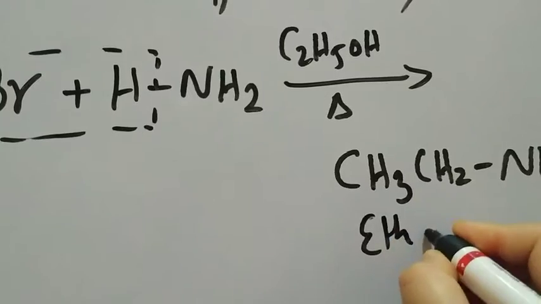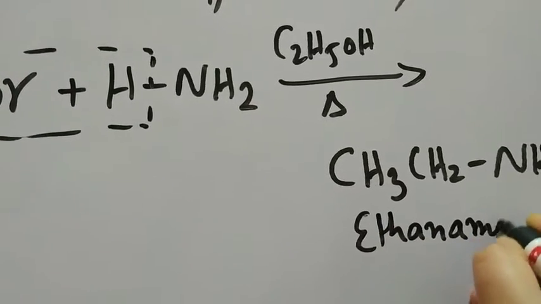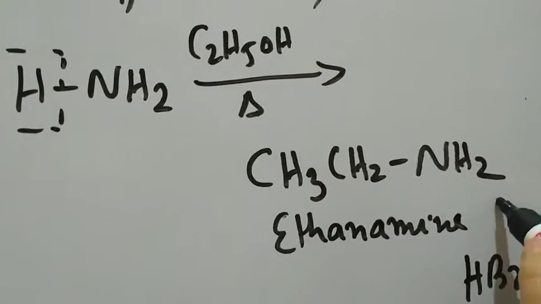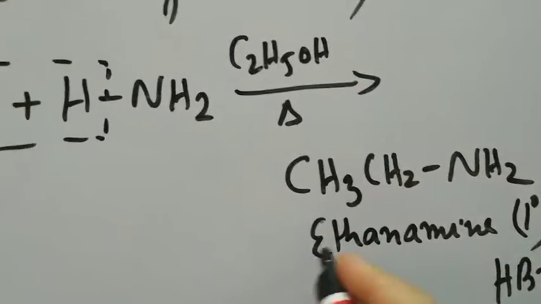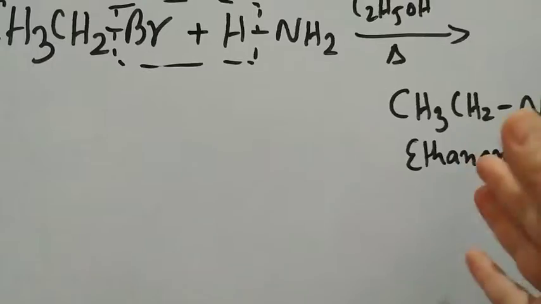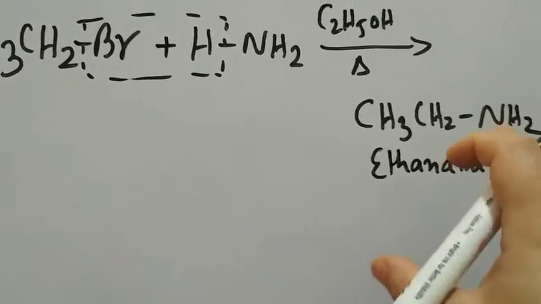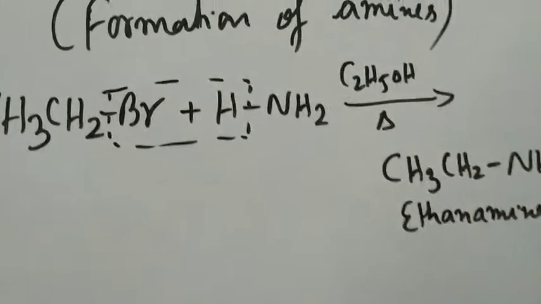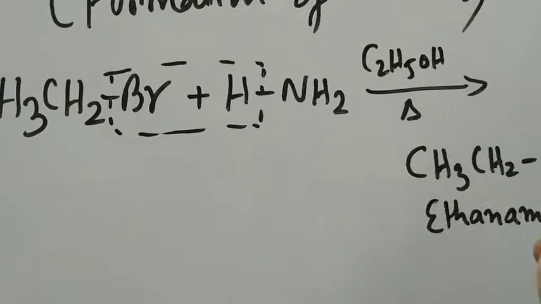The name is ethanamine, and it is a 1 degree amine. That is what happens here. Ethylamine is the IUPAC name. The reaction does not stop here, because we have added ammonia, it does not stop here.